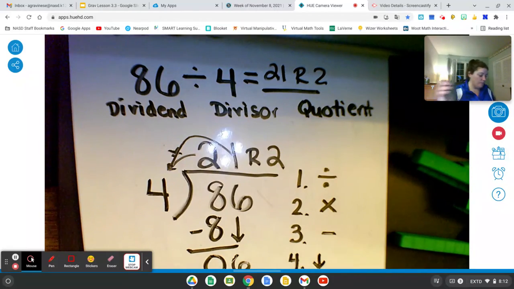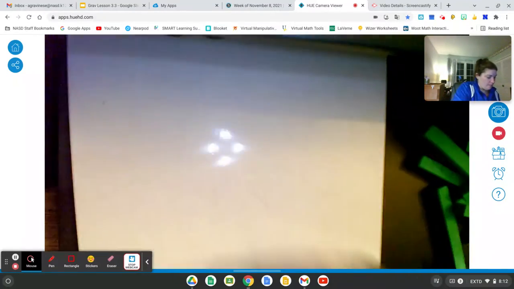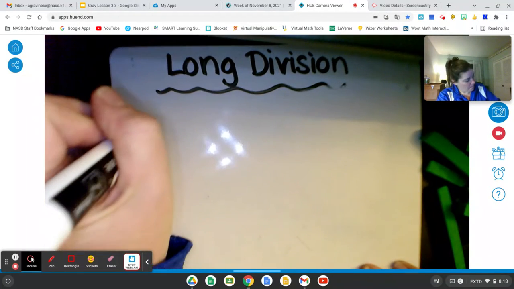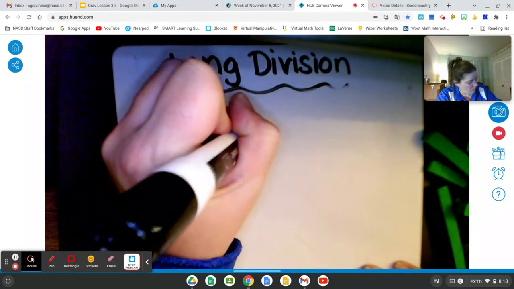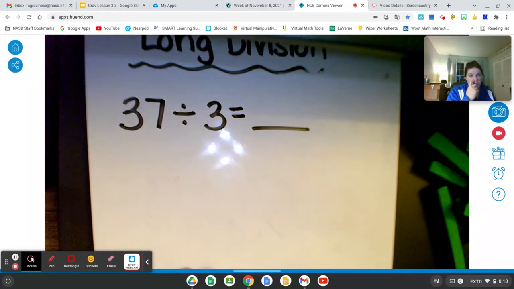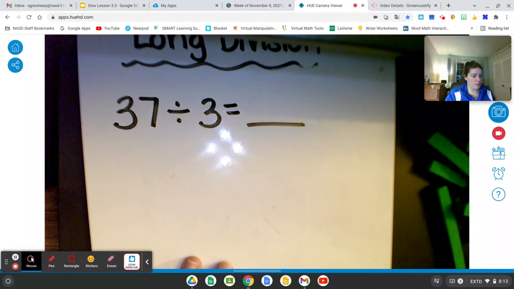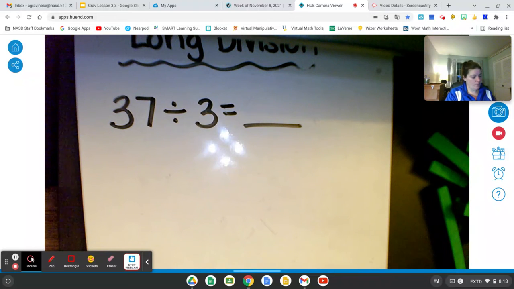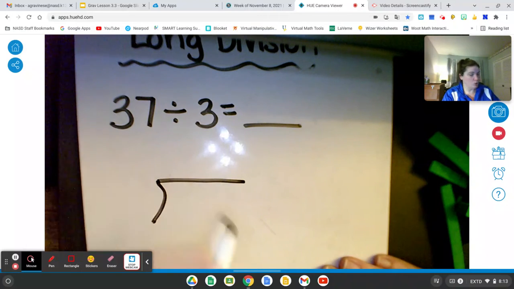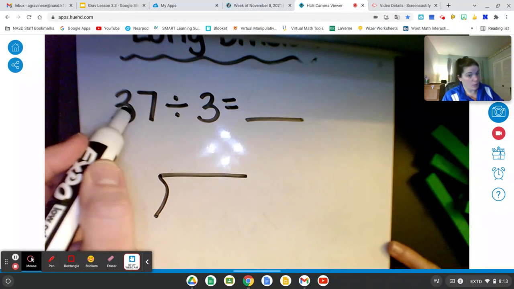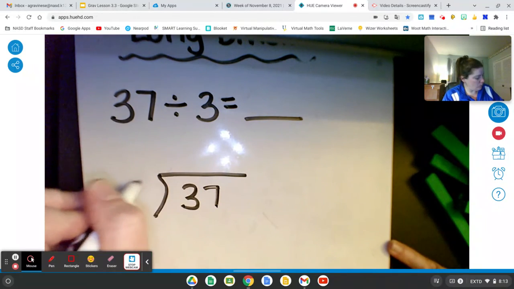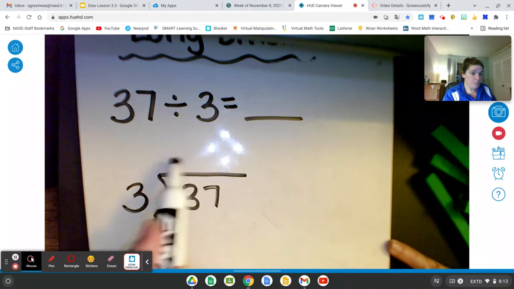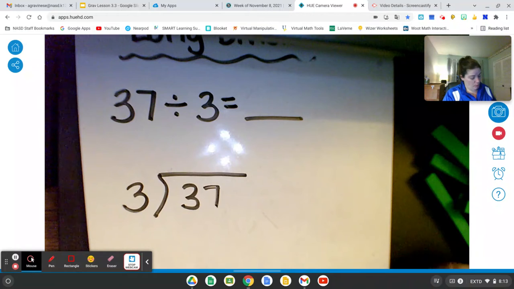Let's do one more example. 37 divided by 3. All right, I am going to simultaneously do the long division and the model, just to show you again how they sync up. So when I rewrite this with my house, my dividend, 37, goes in the house. My divisor, 3, goes outside of the house, and my answer, or quotient, goes on the roof. And I want to draw 3 bins.